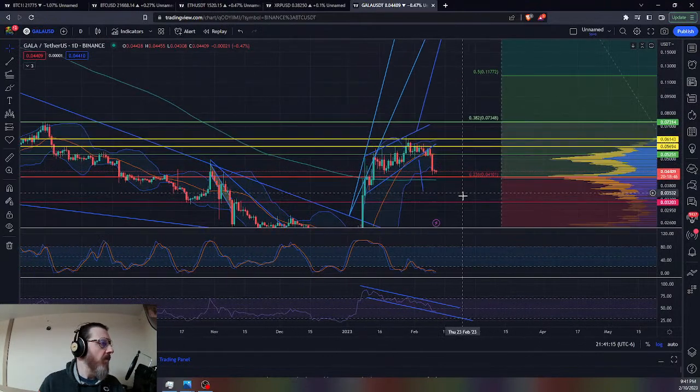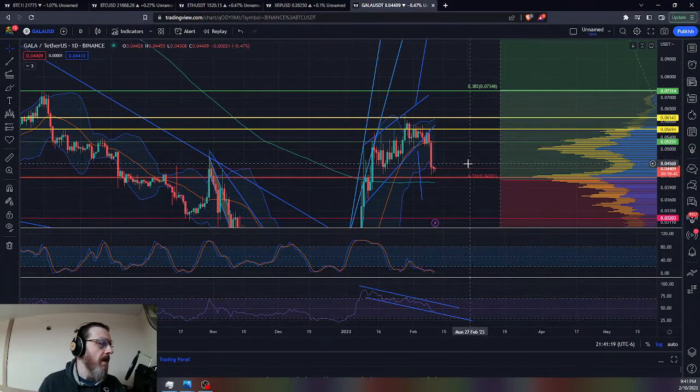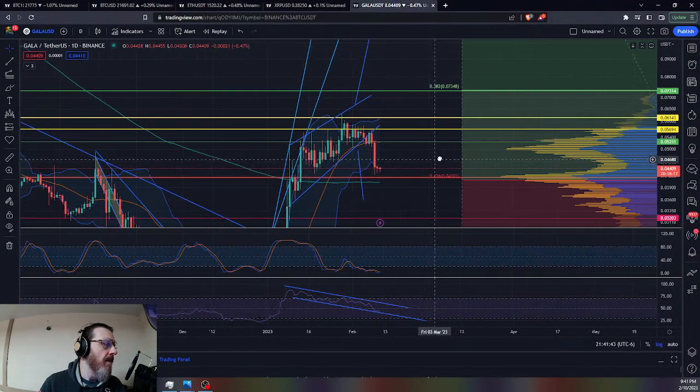When we take a look at how the daily closed here for Gala, it did get a little bit of a candle body closure below on the previous daily candle, and then we have right now this hammer candle that's kind of forming. We do have these wicks here, and really that's telling us that the selling is dropping off for right now.